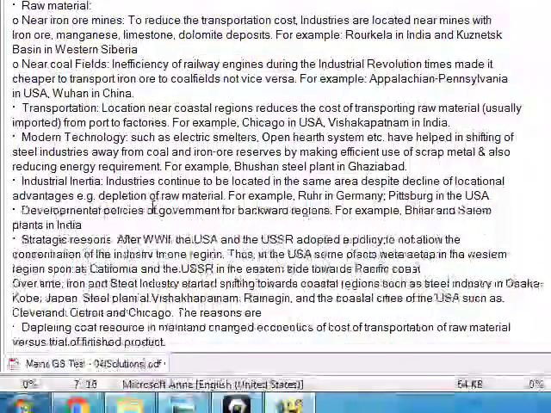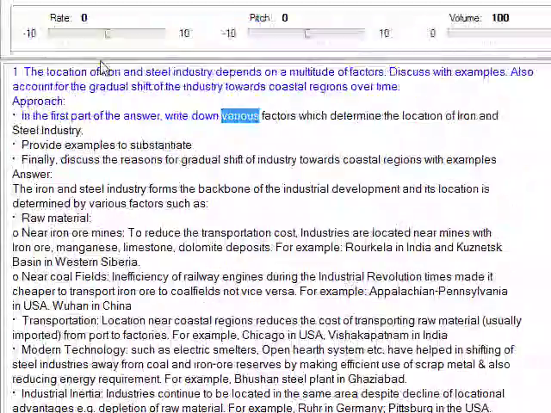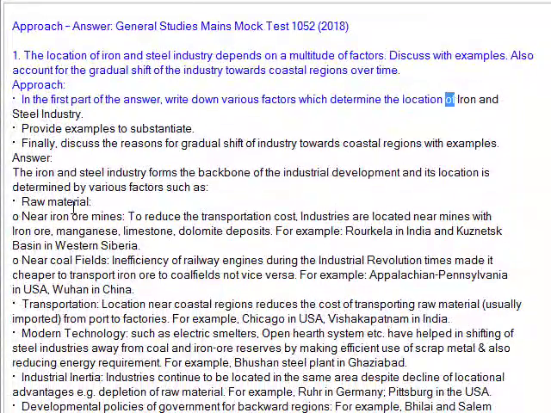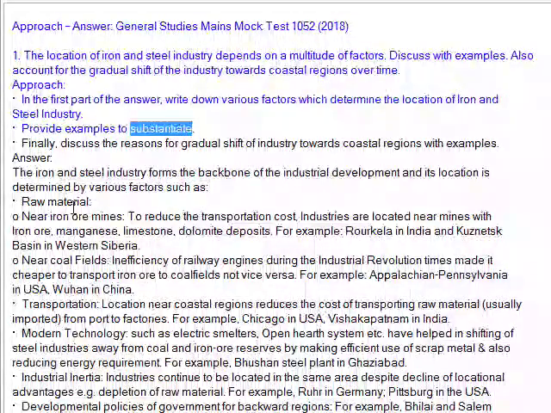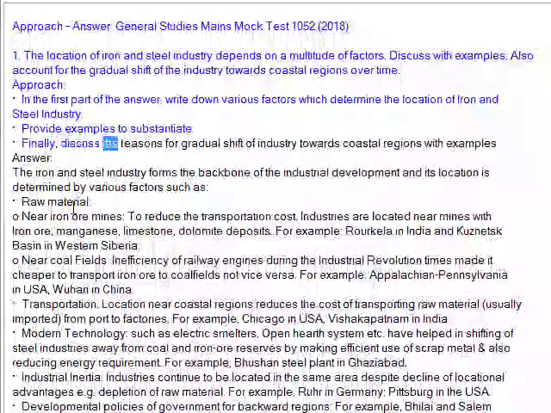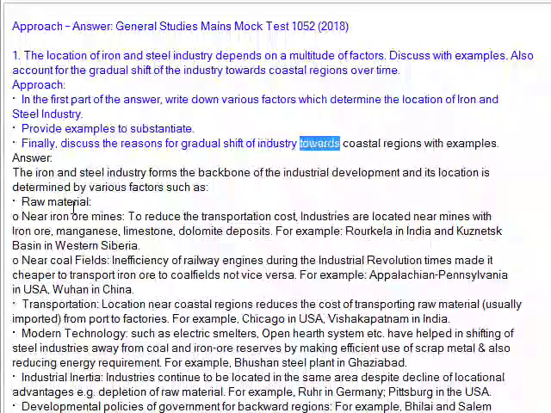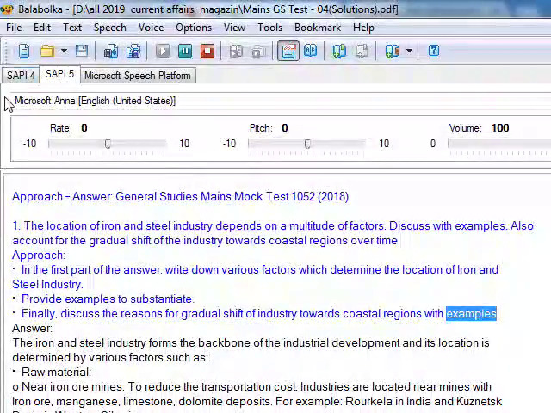Approach. In the first part of the answer, write down various factors which determine the location of iron and steel industry. Provide examples to substantiate. Finally, discuss the reasons for gradual shift of industry towards coastal regions with examples.